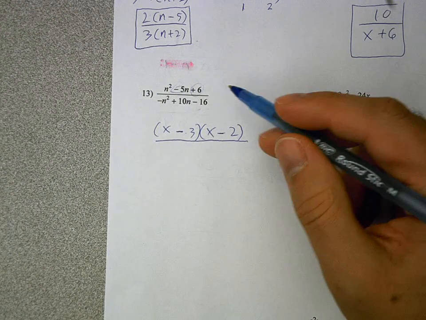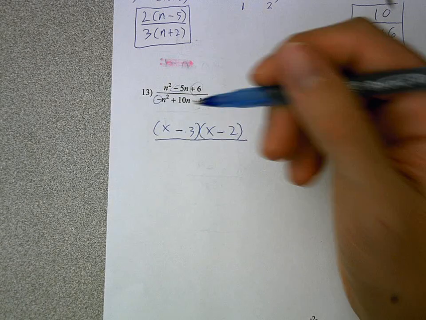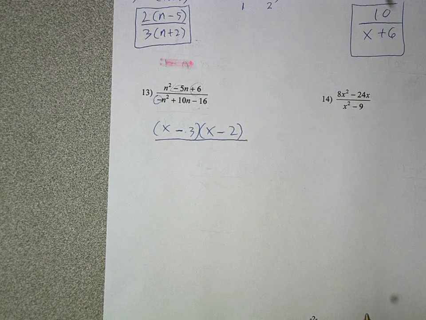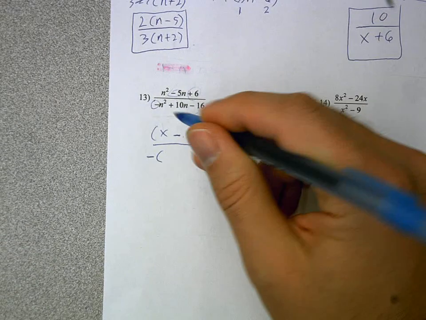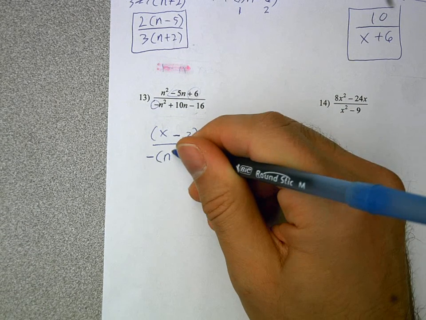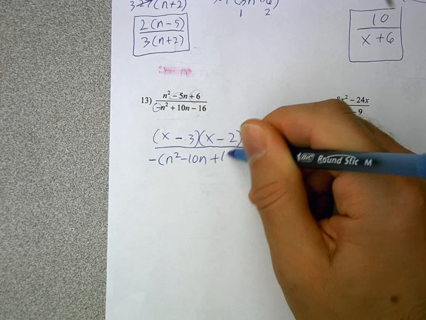Now the bottom, this negative right here. If you ever have a negative in front of your squared term, I would recommend that you factor that negative out right away. It tends to confuse people. If I take that negative out, that switches the signs on everything. n squared minus 10n plus 16.